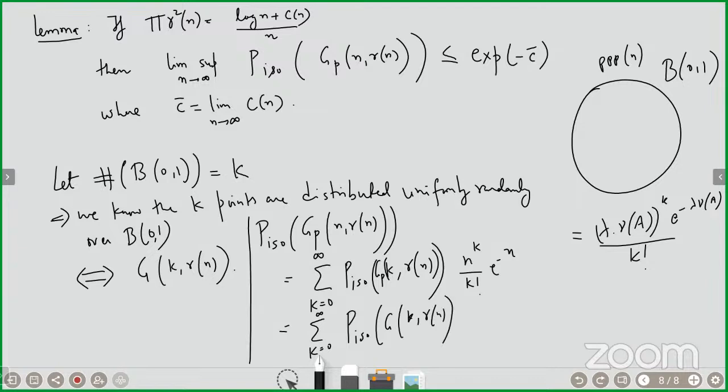Why am I doing this? Why can't I work directly with P iso? Why can't I find isolated points in here? If I don't condition, I don't know how they're distributed, so I can't find the probability of one point being isolated. See the distinction. Why am I doing all this hard work?